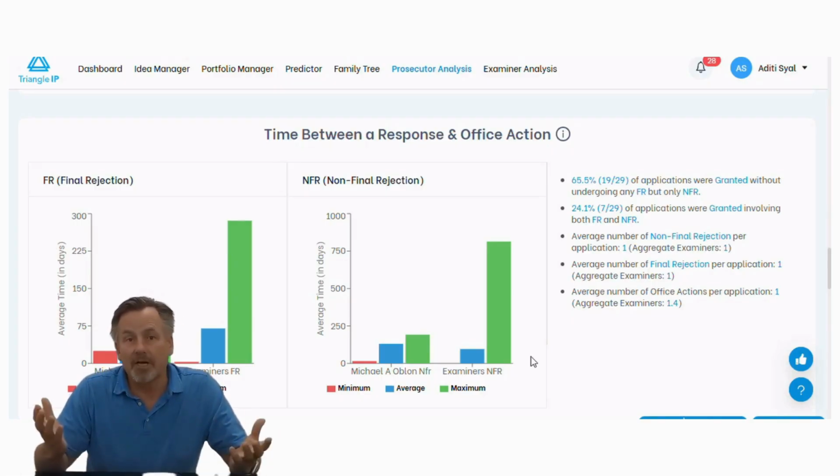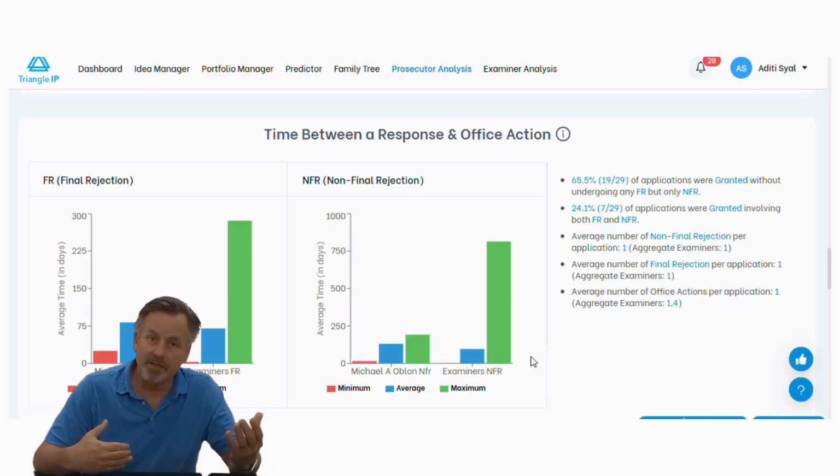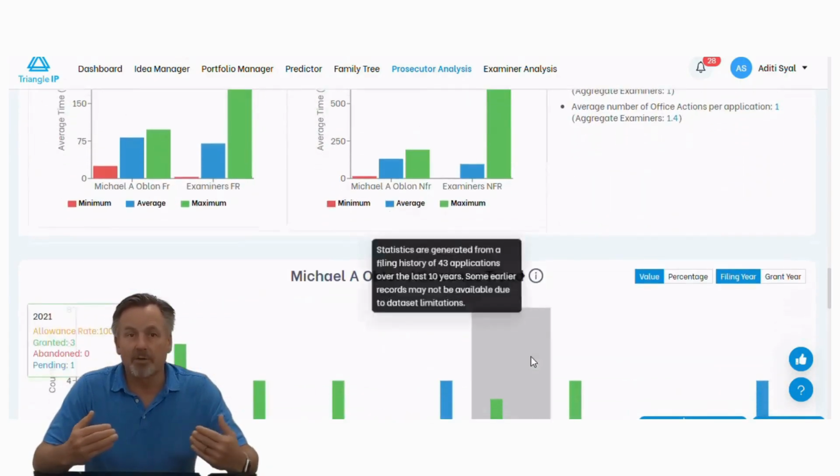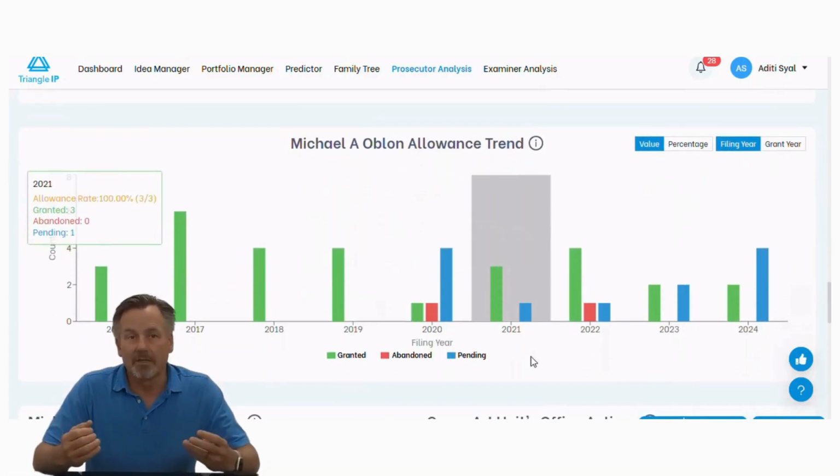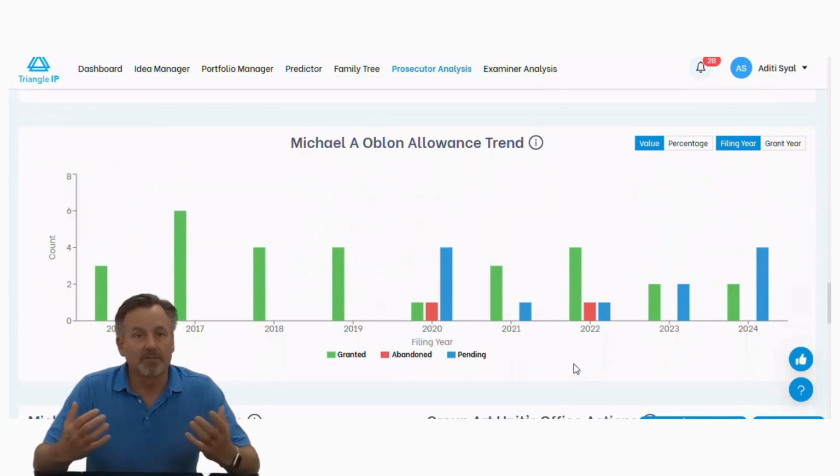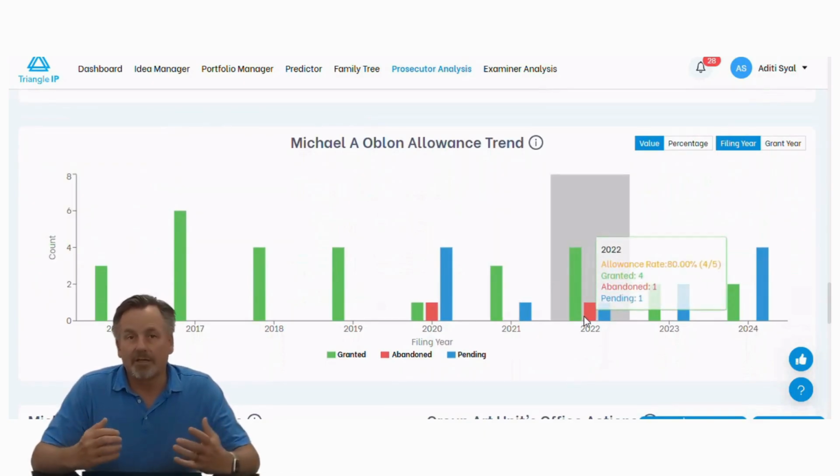Keep scrolling and you've got the allowance trend, year over year. Green bars for granted, red for abandoned, blue for pending. Toggle between filing year and grant year to see how performance has shifted over time.